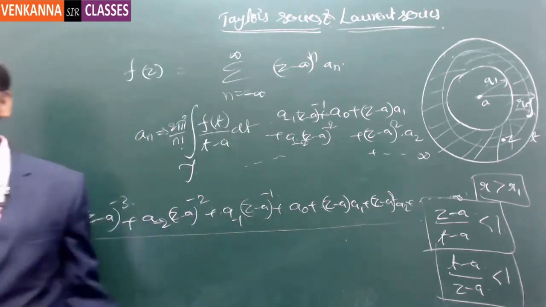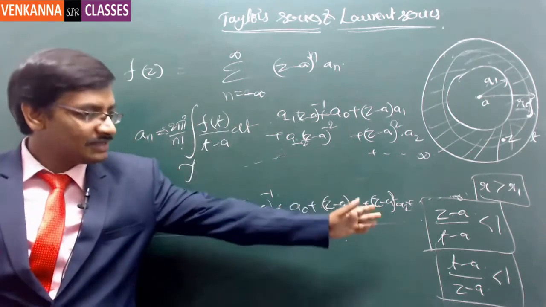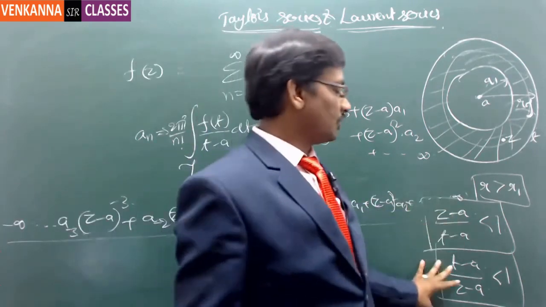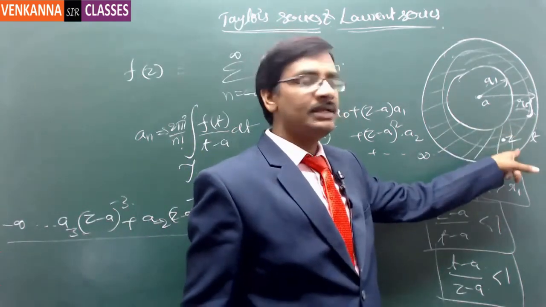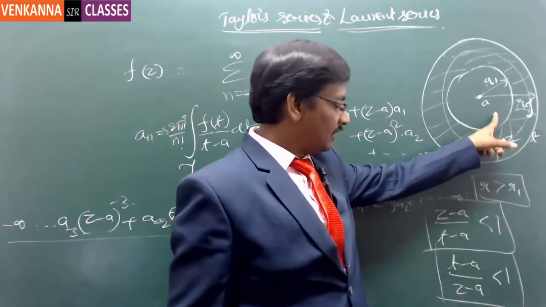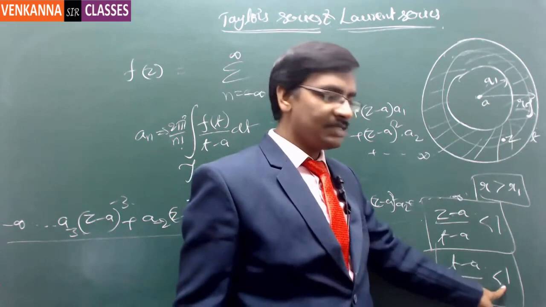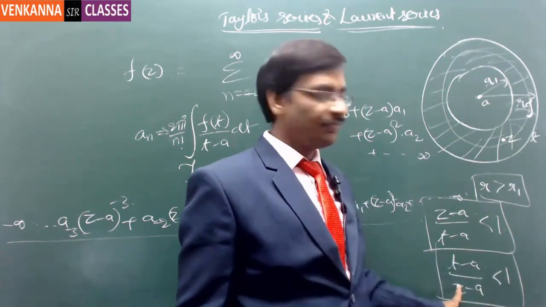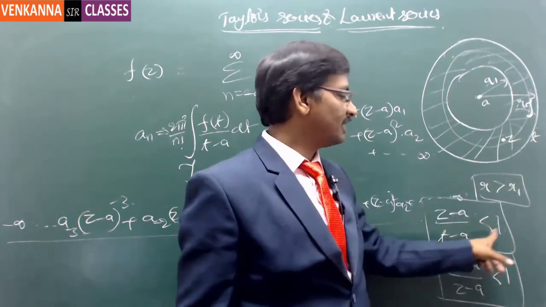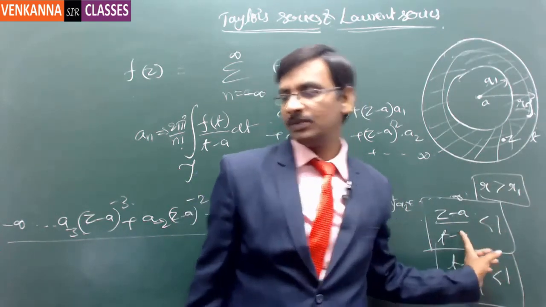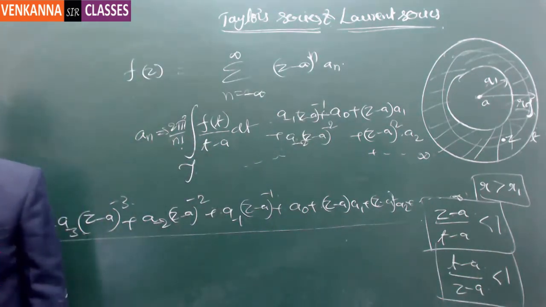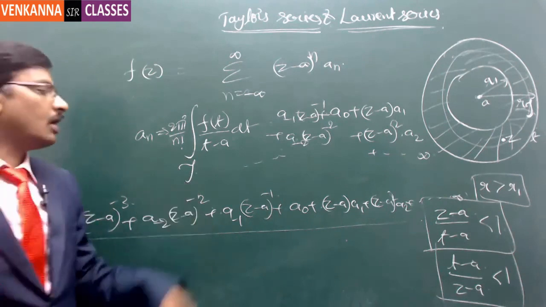Got it? You don't need the proof for it, but the proof lies in a similar manner to the way we have done it. The only difference is that you are going to take two different curves, one is C1 and another is C2. Now in C1, the inner contour, (T minus A) by (Z minus A) is less than 1, and you have to expand this one. And in C2, the outer contour, (Z minus A) by (T minus A) is less than 1. Now you have to do the binomial expansion with respect to this. Got it? So this is the Laurent series expansion.